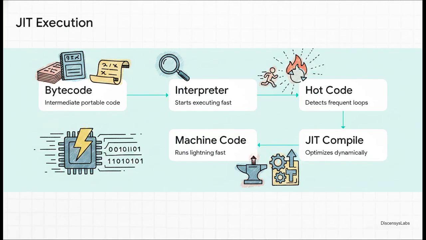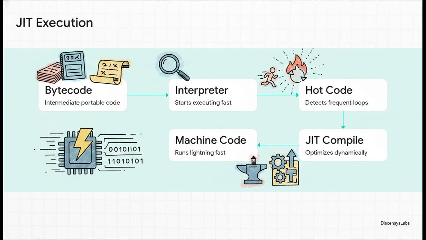Now, what's really interesting about this slide is how it breaks down the JIT process. When you run a JIT-powered program, it actually starts out behaving just like an interpreter. It reads intermediate bytecode, so it can start up almost instantly. But as it runs, the runtime acts like a very observant live translator. It actively monitors the execution and detects what we call hot code. These are the specific loops or functions that are being executed repeatedly.